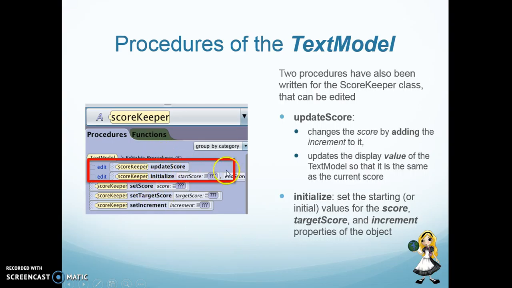Okay. Let's go a little deeper into update score. It changes the score by adding the increment to it, and it updates what is displayed. So this is really important. There's math going on, but then the math has to be changed into the letters because it's the letters that get displayed. Okay, hopefully that makes sense. You do the math and then you change it from the numbers to the letters using this. And then initialize means to set the starting score.